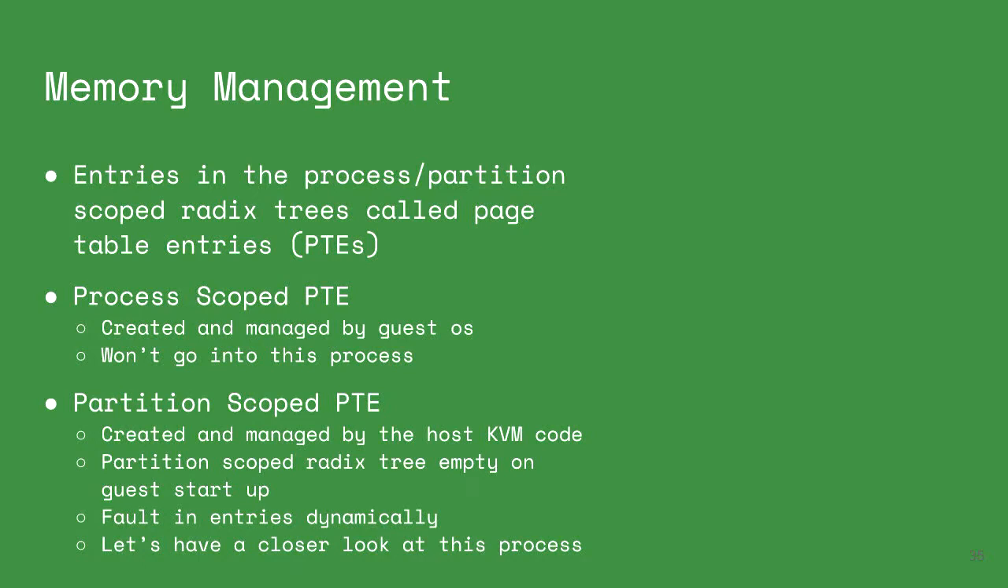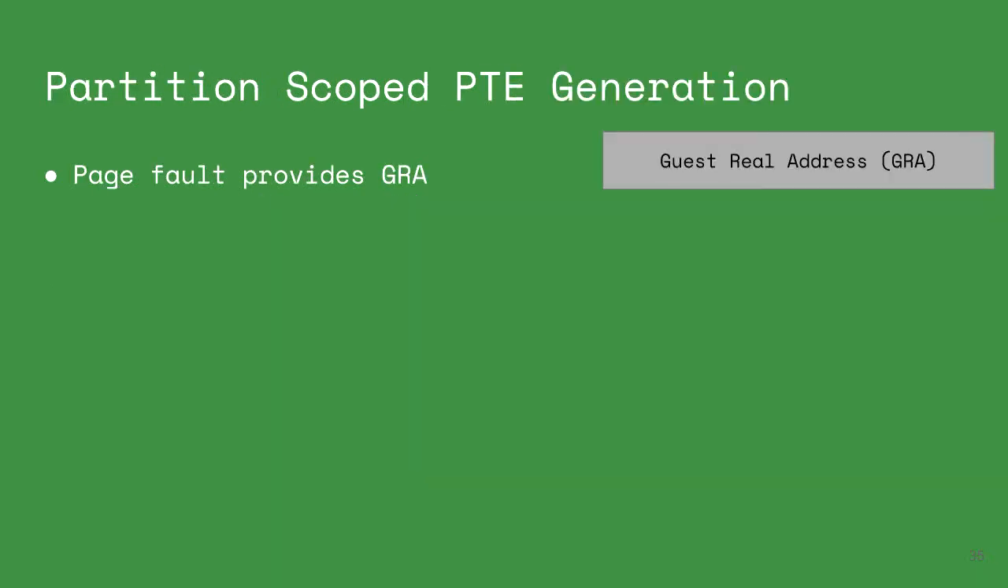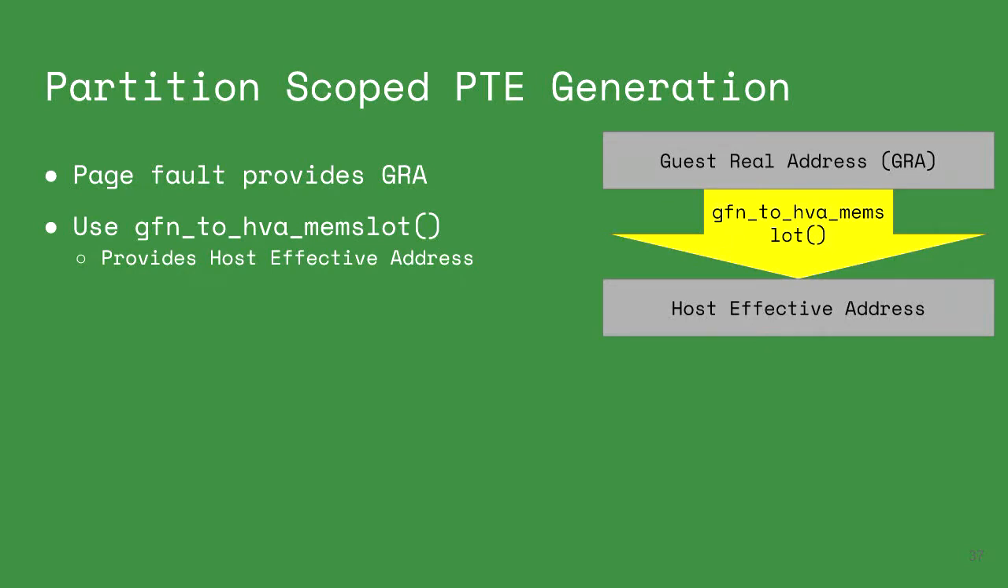So let's have a closer look at how one of these PTEs is generated. Firstly, we'll have a page fault to the host operating system, which will end up being handled in KVM code. And this is when we need to fault in one of these PTEs in the partition scoped radix tree to translate a guest address. And what we get is a guest real address from the interrupt. We can then use this function, guest frame number to host virtual address memslot, in the KVM code to give us a host effective address. And this is the host effective address of the qemu process, which is the qemu memory that's been used to then back the guest memory.